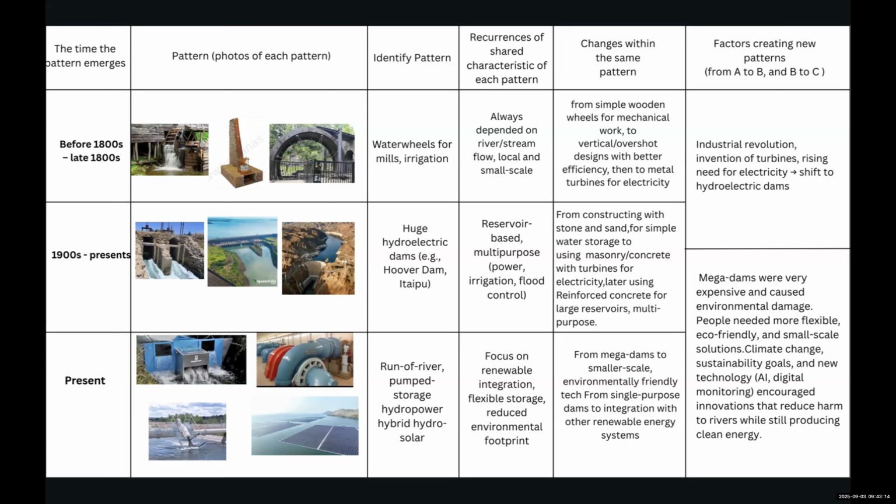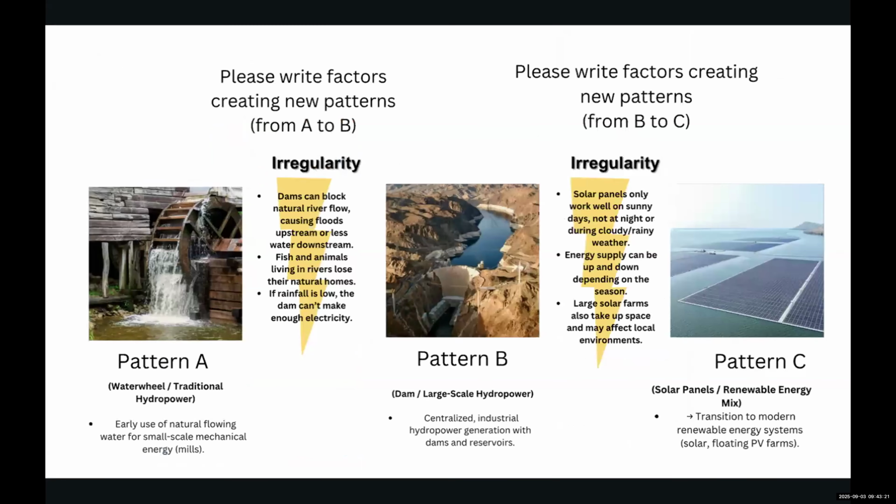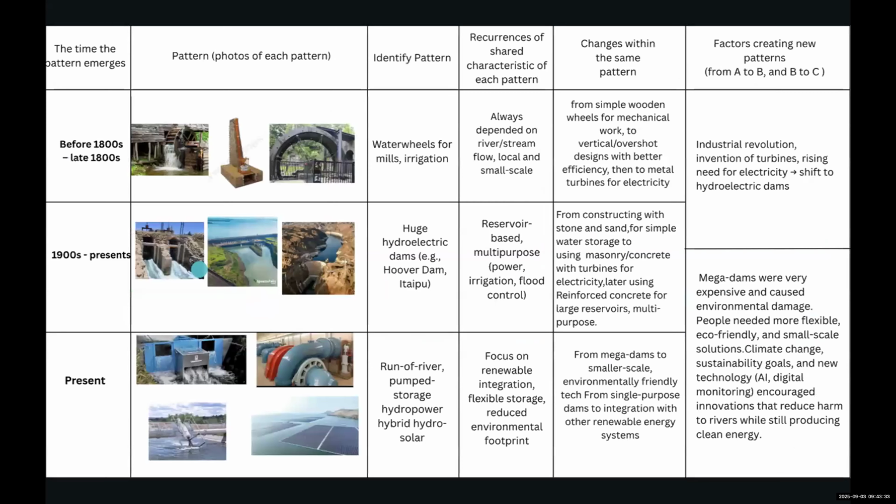This is pushed further by climate change, sustainability goals and new digital technology that help manage energy more efficiently while protecting the environment. So overall, the way I see it, the use of hydropower never disappeared, but each time a new factor broke the old pattern and led to a new one. That's how we went from water wheel to mega dam and now to the modern eco-friendly system. This is the end of my presentation. Thank you for your attention.